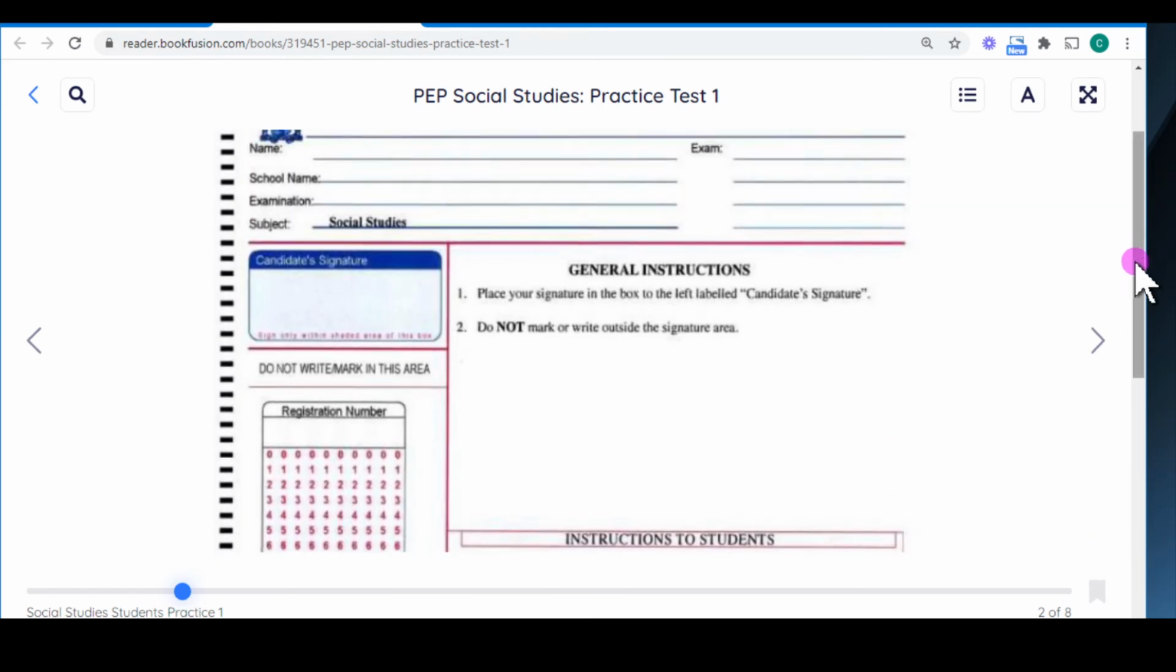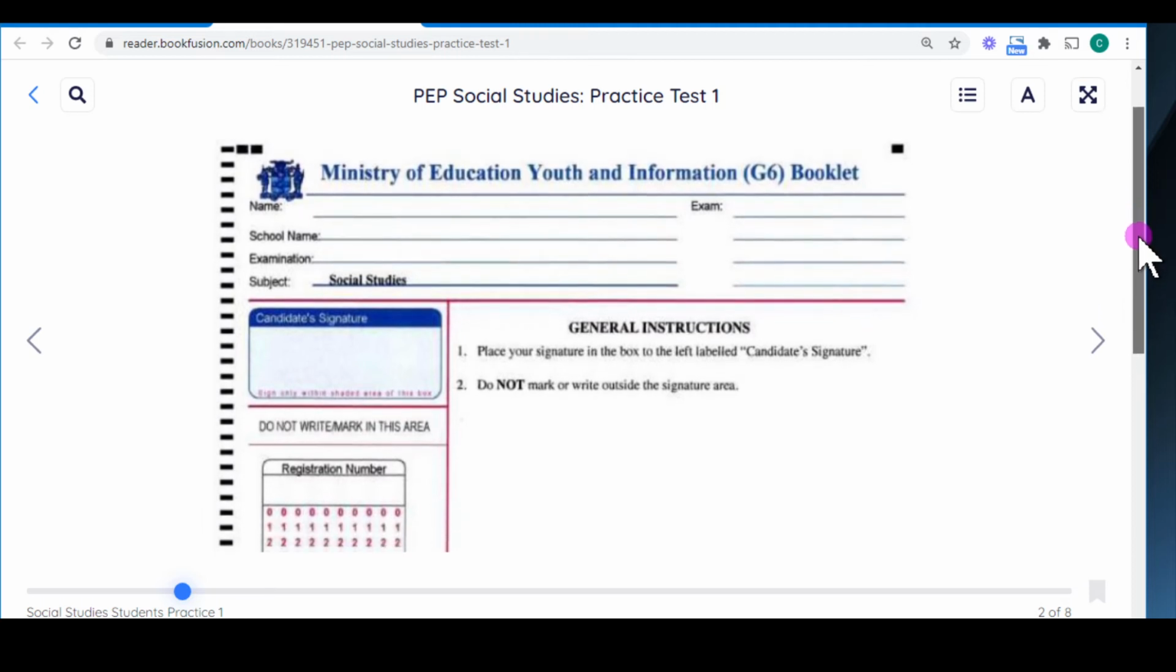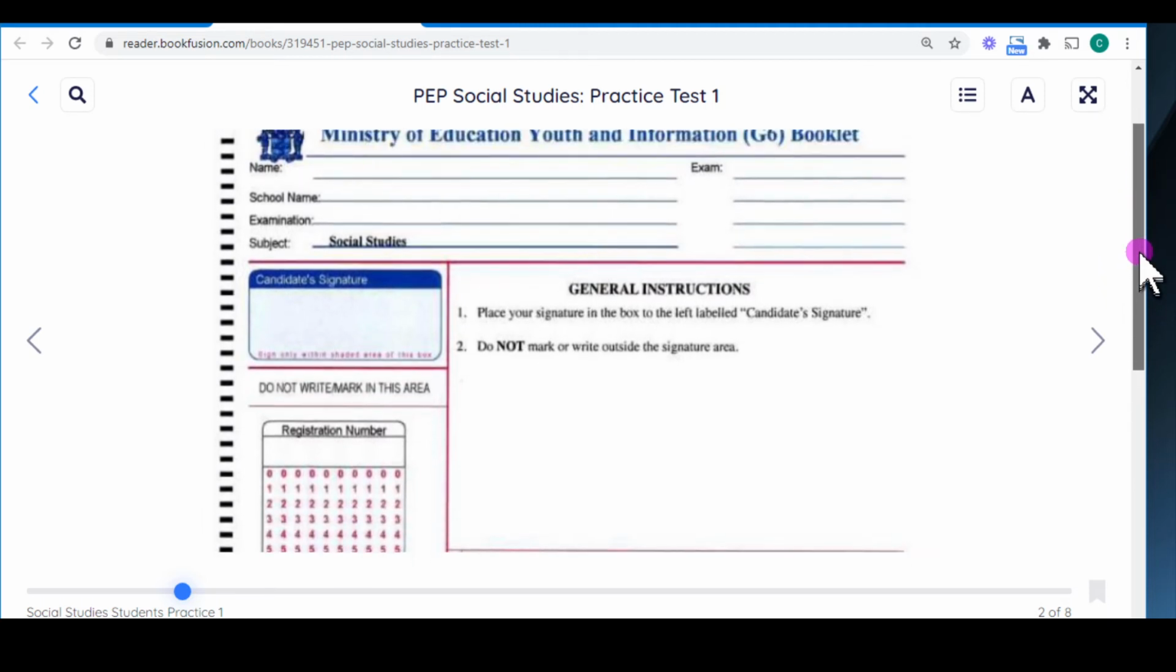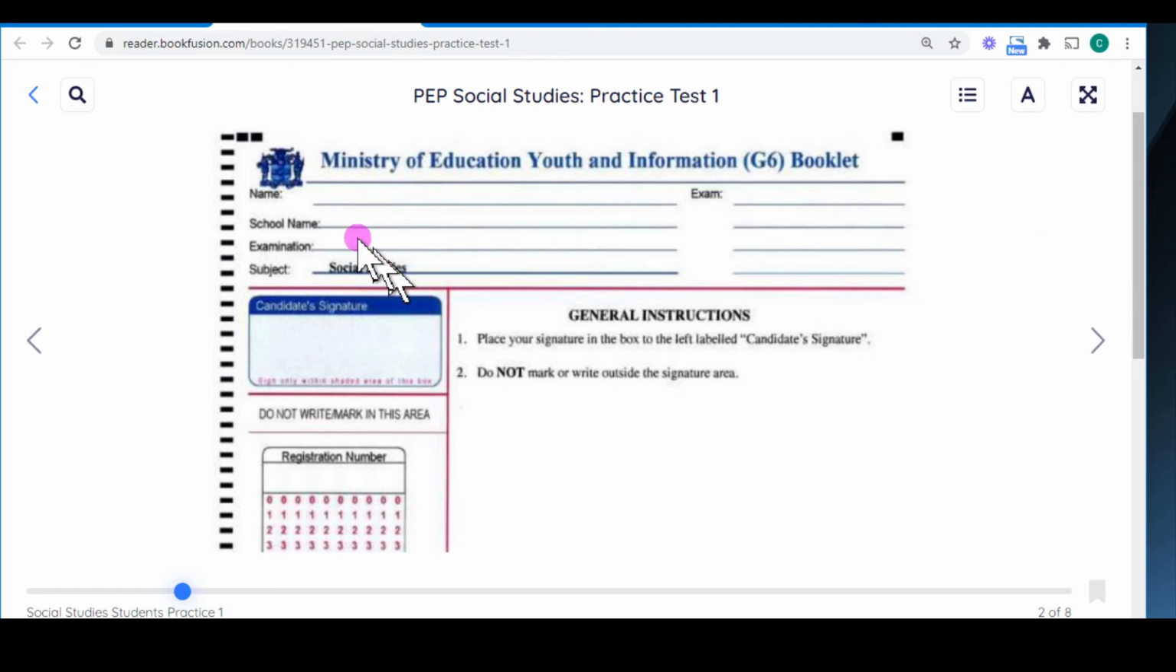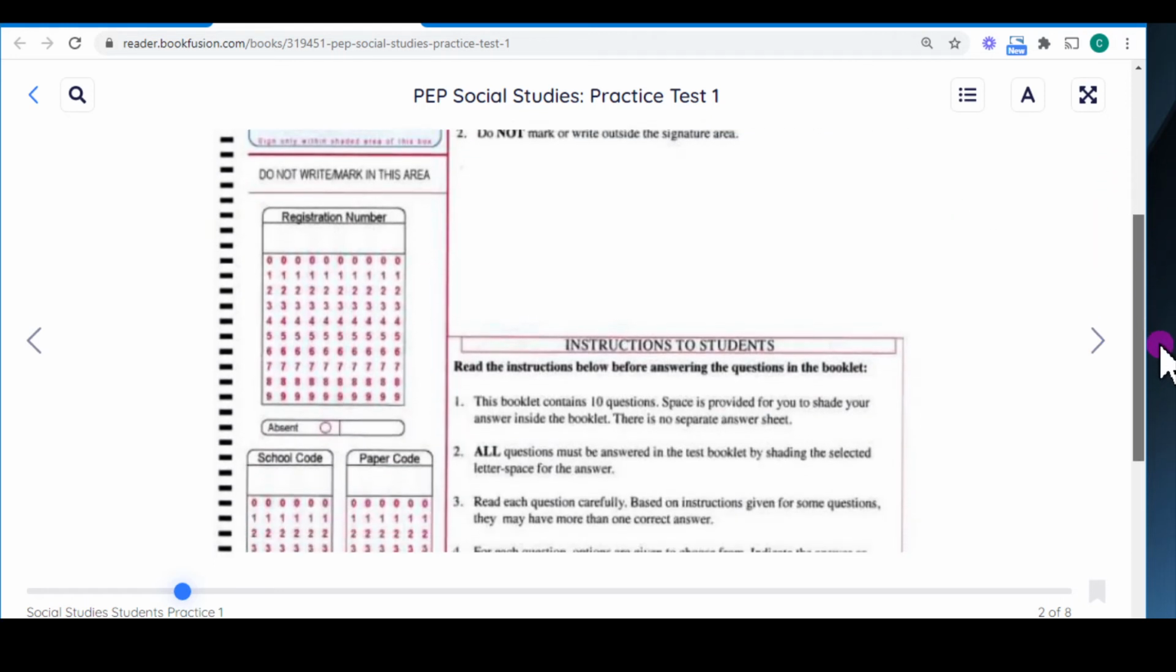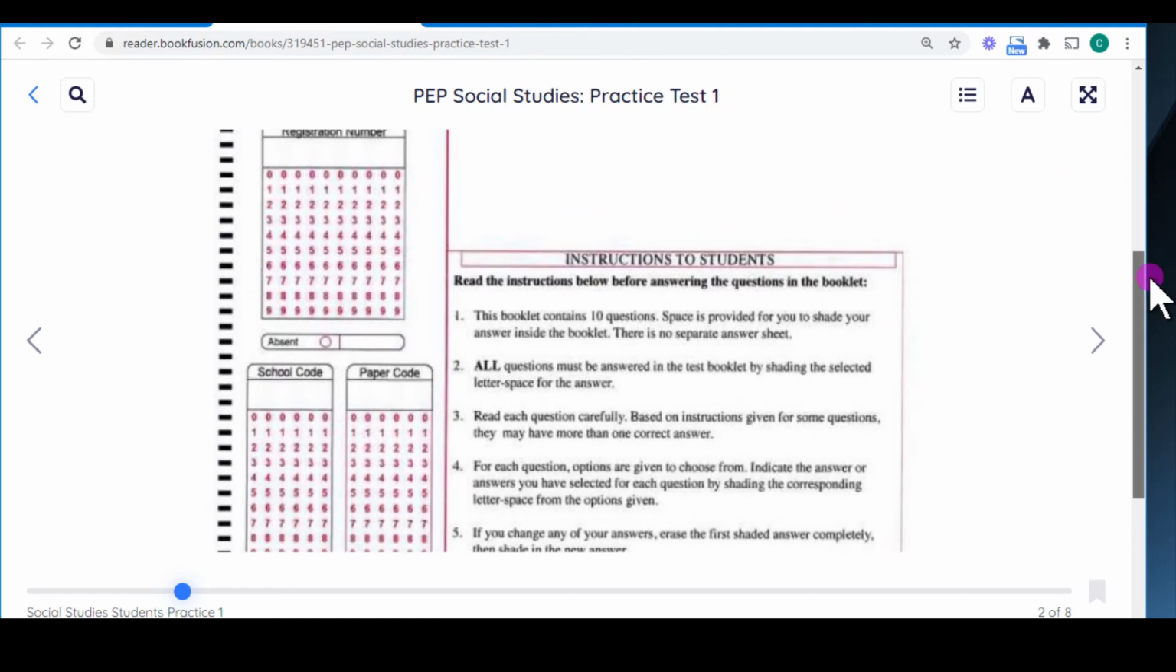Again, some of this information will come pre-slugged for you, but as with all papers, you need to make sure you have the name placed here, your name, first and last, the exam, the school, and the subject, and so on. You sign here. You check your registration number to make sure that it is correct. Right? This information generally comes pre-slugged.